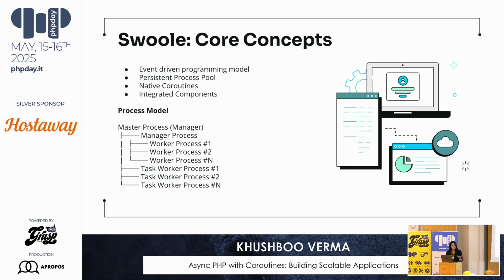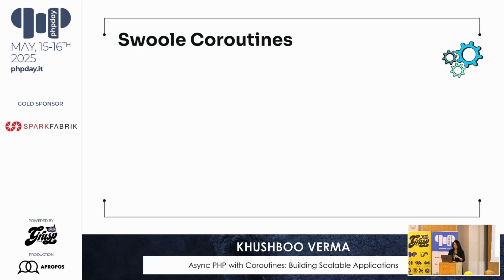It also has native coroutines, which we are going to see in a bit. It has coroutine support without handling any callbacks. And it also has integrated components, which means that it has built-in TCP and UDP servers. You have your HTTP and WebSocket servers, task workers, etc. And the process model looks like this. It has multiple processes. The master process is responsible for accepting new connections and distributing them across workers. The manager process looks after the worker processes and restarts them if required. And the worker processes handle the client connections.